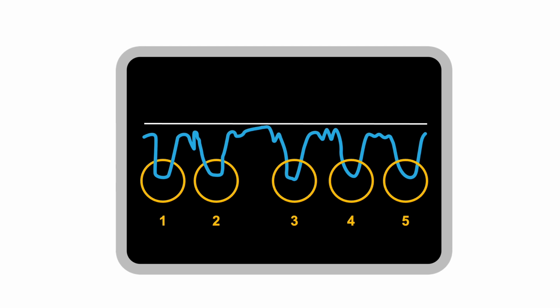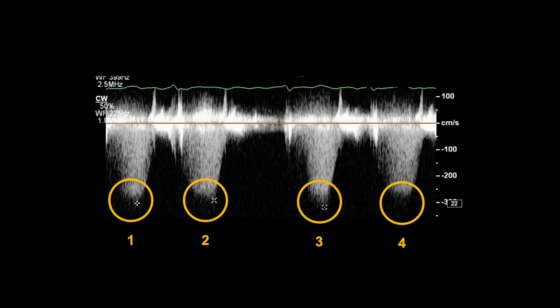reliable average maximum velocity. If we go back to our example, you may notice I was only able to capture 4 heartbeats in this image. In this case, it is best practice to capture the 5th peak on a second image, or try to get a screen with a total of 5 heartbeats or more.